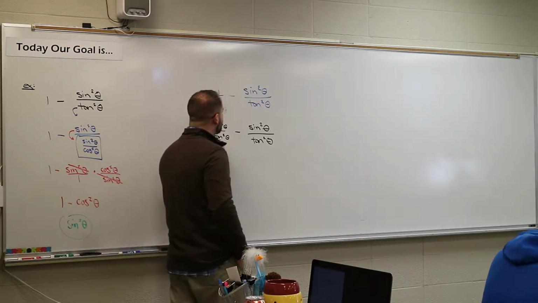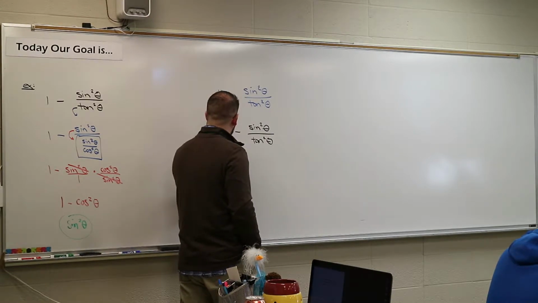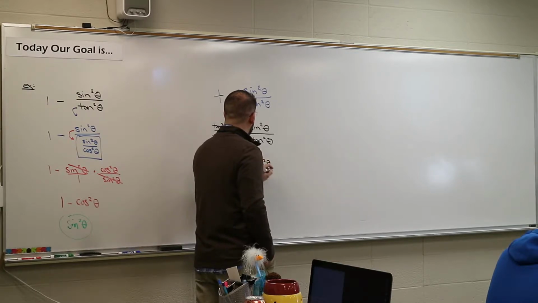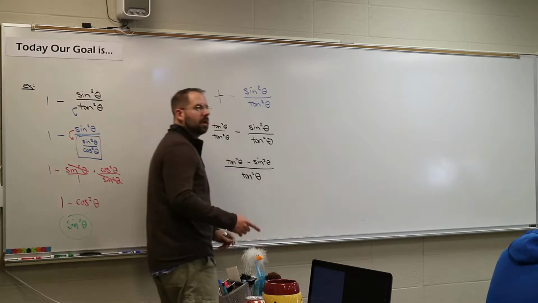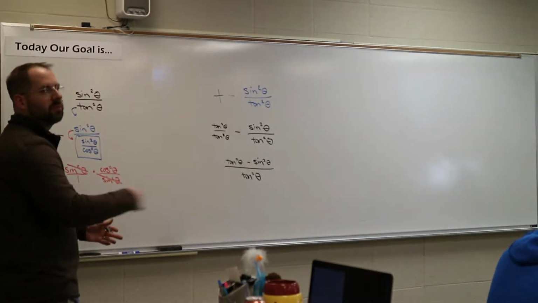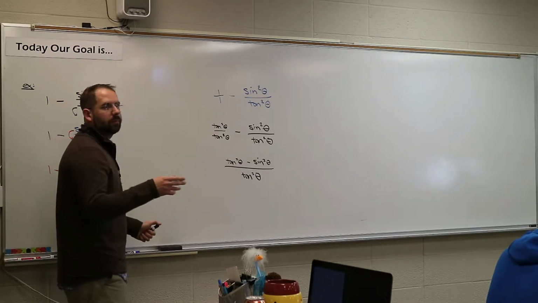Now that I have this, I can actually subtract straight across. So I have tangent squared minus sine squared all over tangent squared. Because when you actually subtract, you actually have to have common denominators. And if you do, you can just subtract the tops. Okay, questions so far? No.